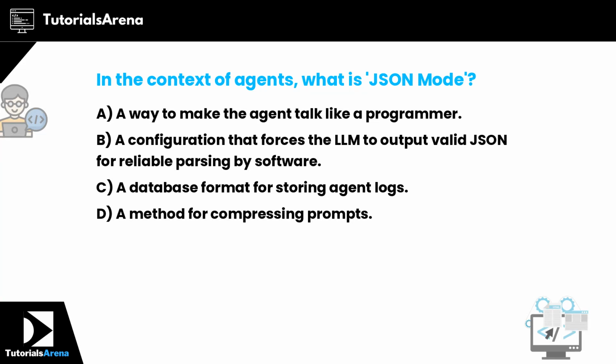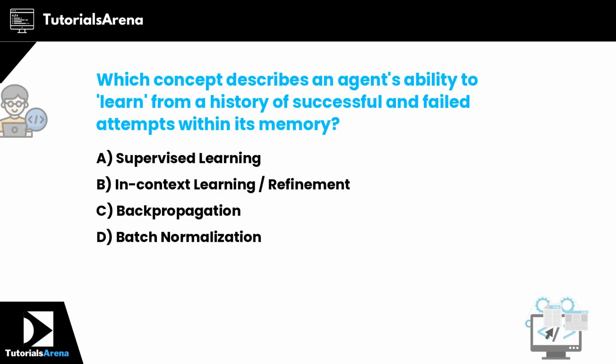In the context of agents, what is JSON mode? The correct answer is option B. A configuration that forces the LLM to output valid JSON for reliable parsing by software. Which concept describes an agent's ability to learn from a history of successful and failed attempts within its memory? The correct answer is option B, in-context learning/refinement.